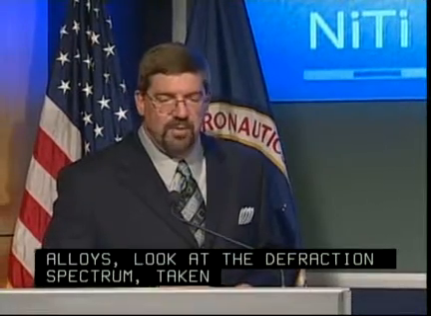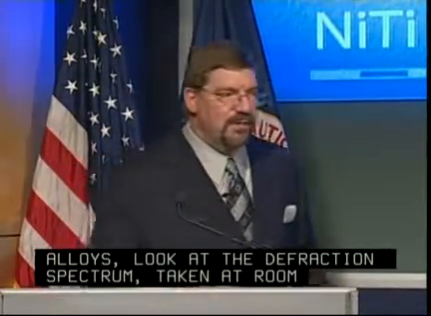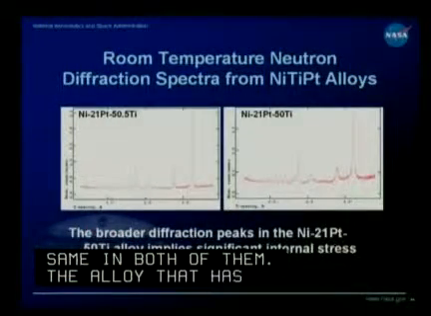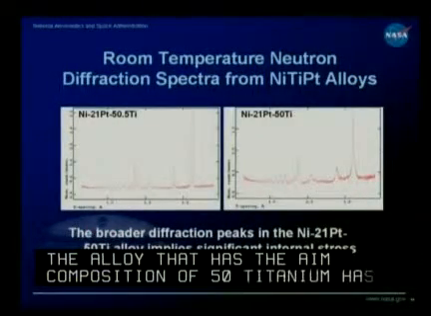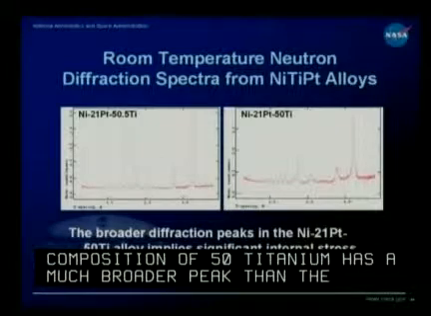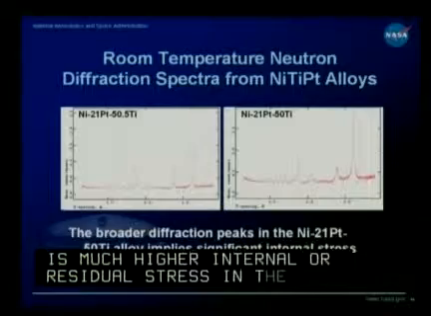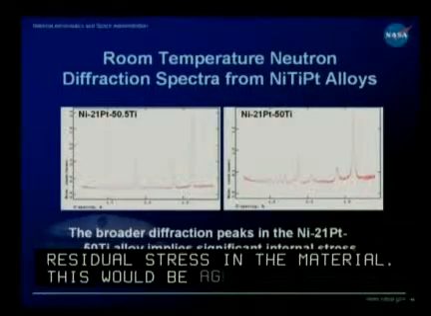the x-axis is the same in both of them. What you see is that the alloy that has the aim composition of 50 titanium has much broader peaks than the other one. What this implies is that there's much higher internal or residual stress in the material. And this would be, again, due to these precipitates that we're talking about. So if we have the next slide.